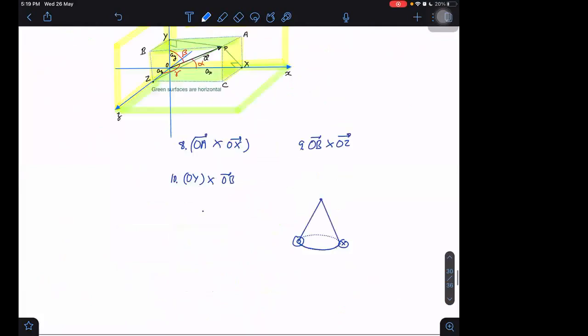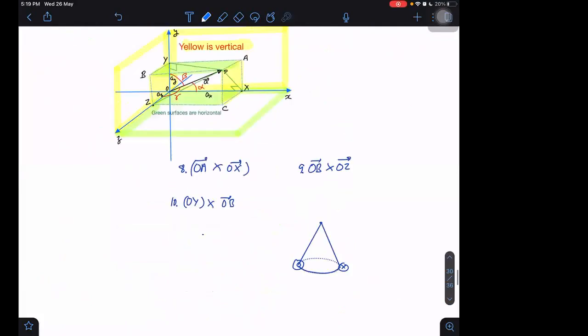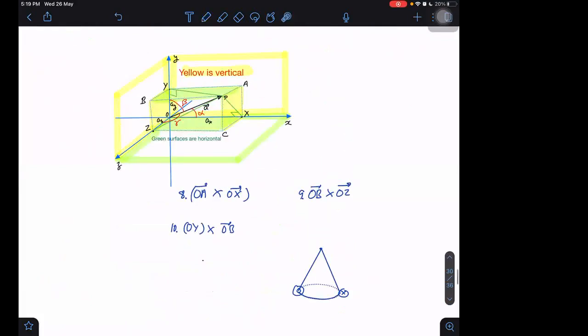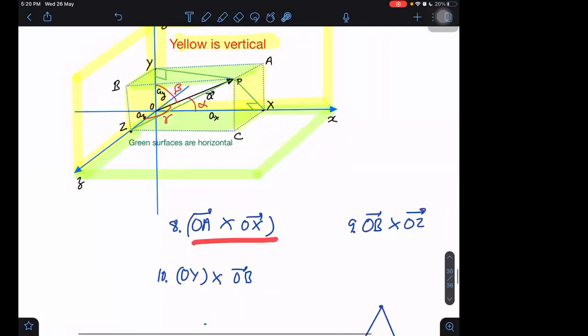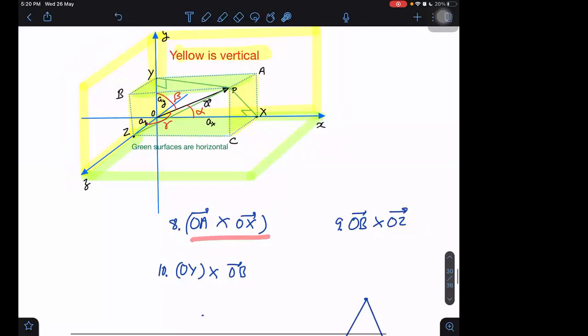Next are some other examples I have taken now. To make it 3-dimensional, I have brought another diagram which I have drawn before. OA cross OX. In this diagram, you observe this is A point, this is X point, and the origin is O. Now, O to A vector is the face diagonal, and O to X is the side. What is the cross product of the face diagonal and the side?